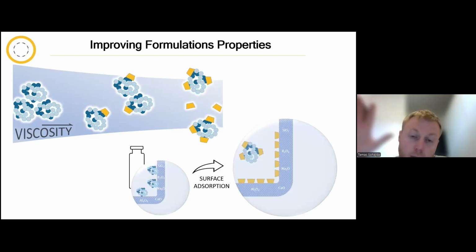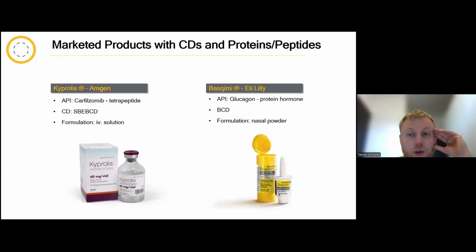Preventing surface adsorption also happens similarly. So cyclodextrins can technically cover the container wall, preventing the proteins from attaching to it. And also these cyclodextrins, at least those that are used here, do not aggregate themselves, so they have a natural repelling effect from one another, so they wouldn't let the protein attach to the wall.